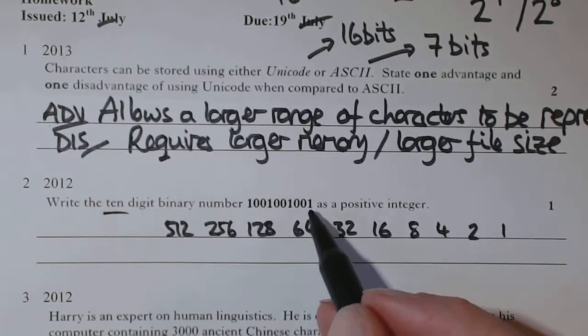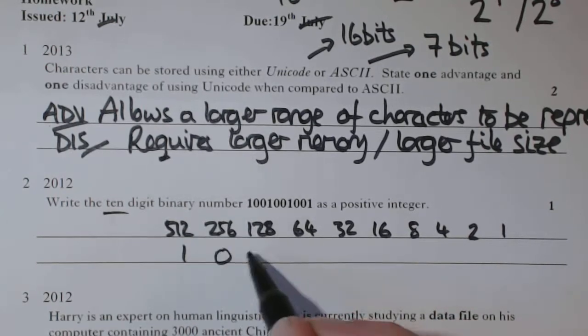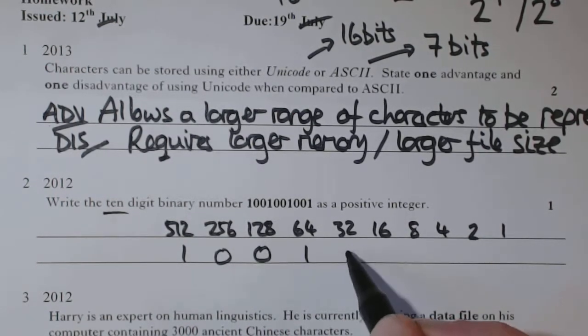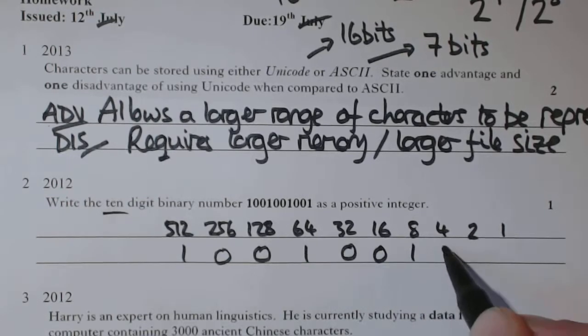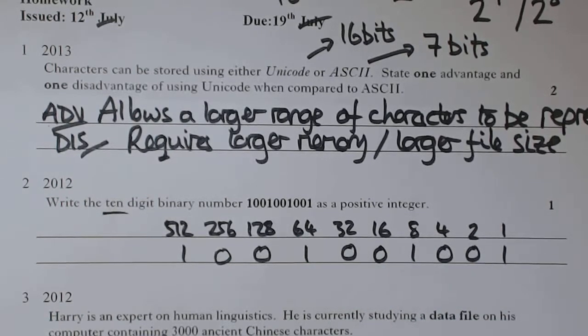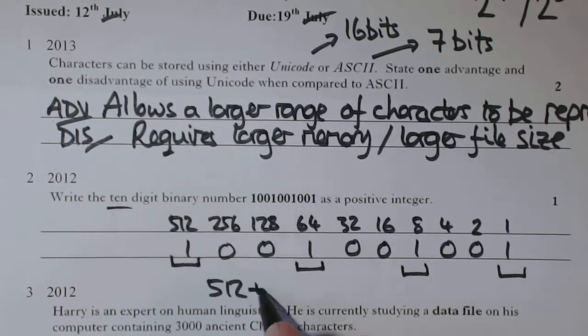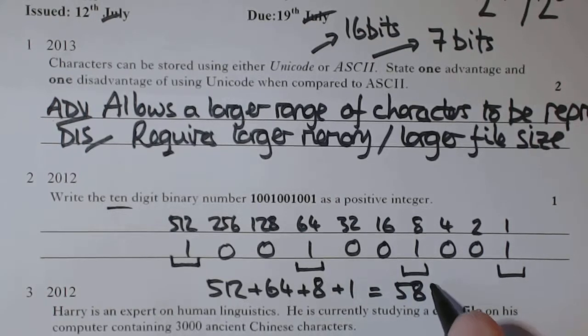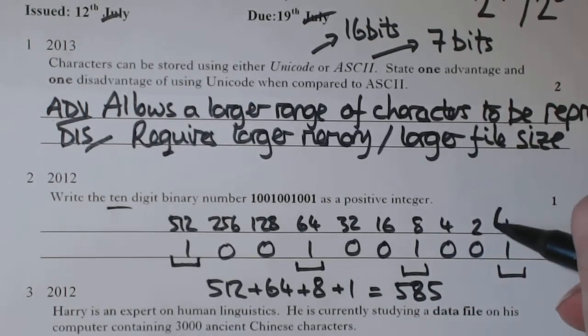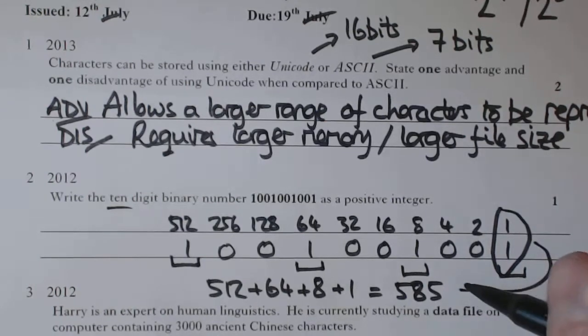And again, it's the same process. Just put 1, 0, 0, 1, 0, 0, 1, 0, 0, 1. So what we'll be doing is adding 512 plus 64 plus 8 plus 1, and that equals 585. And remember the wee tip, if there's a 1 at the end, it's always going to be an odd number.